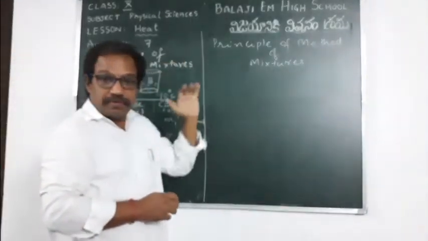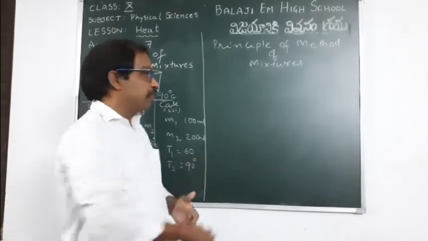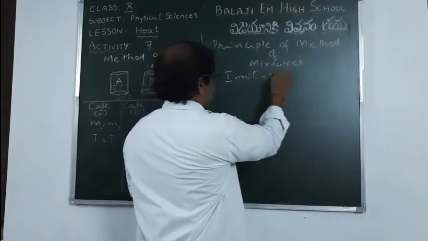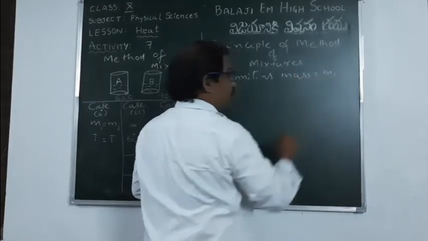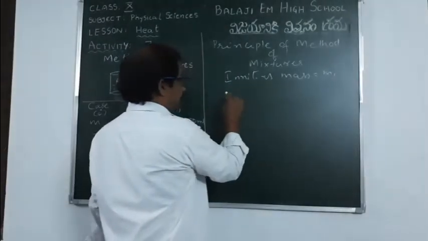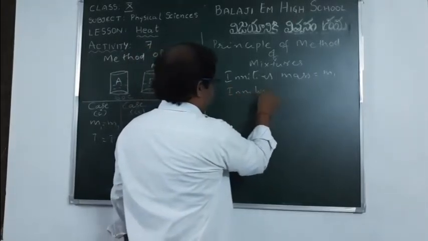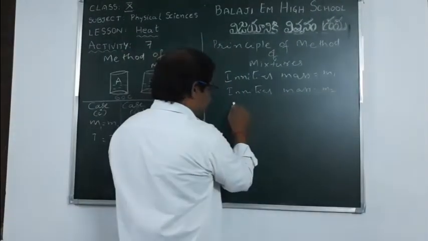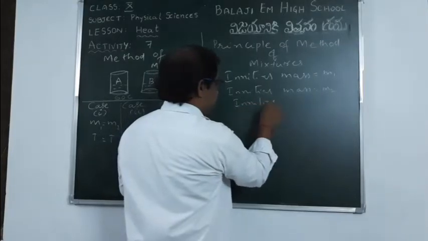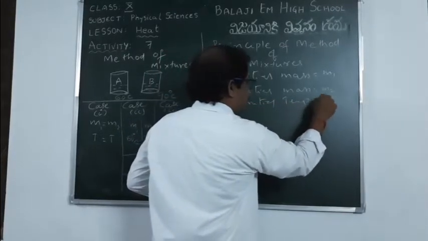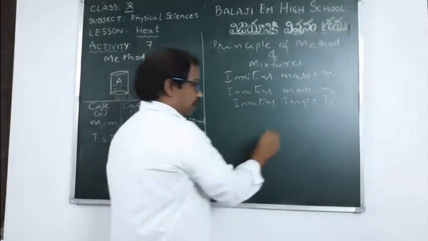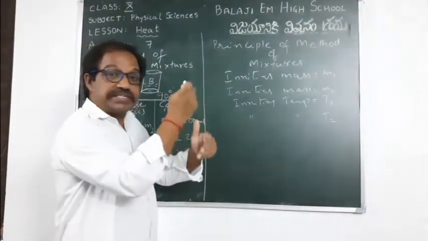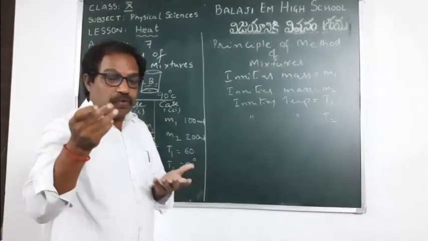In terms of derivation, how can you measure it? Suppose let us take the initial mass for A as M1 and the initial mass for B as M2, and the initial temperature is equal to T1 for A and T2 for B. When you mix them, they attain what? What temperature do we call it?